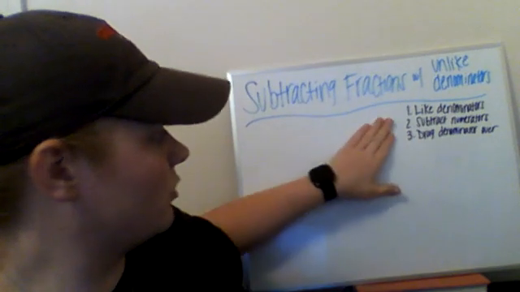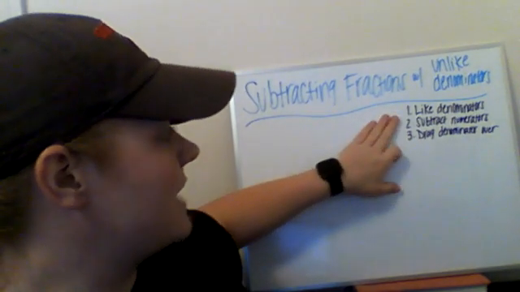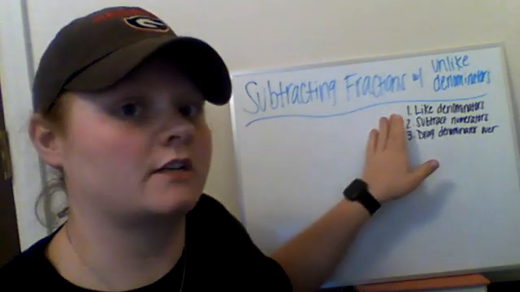Okay, so when we subtract fractions with unlike denominators, there is a set of rules we have to follow to be able to subtract fractions. Because we know when we have to add and subtract fractions, we have to have like denominators. So both ways, when we are either adding or subtracting, we have to get like denominators. If you notice on my board right here, I have 3 rules that you have to do when you're subtracting fractions.